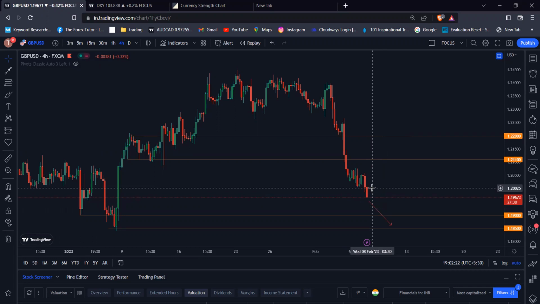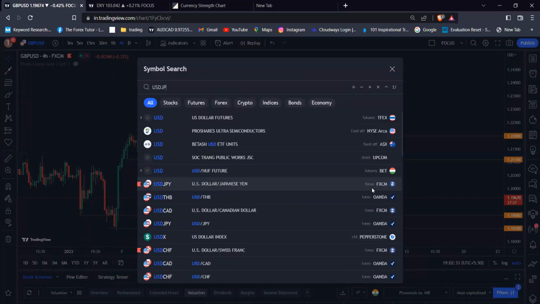momentum to reverse. So that's all. So let's move on to our next pair, USD yen.